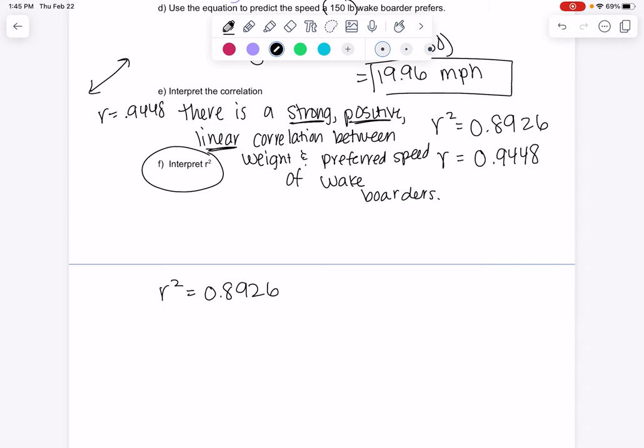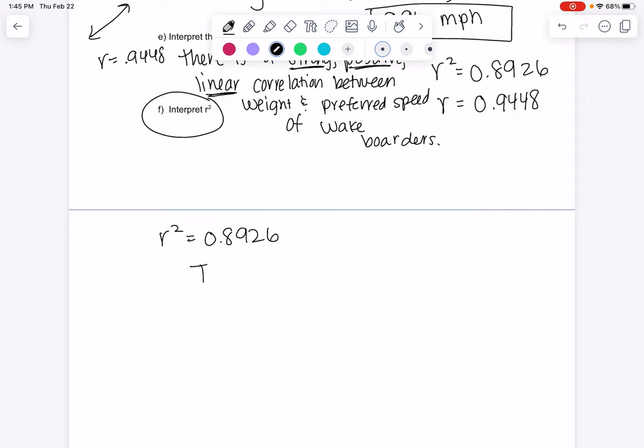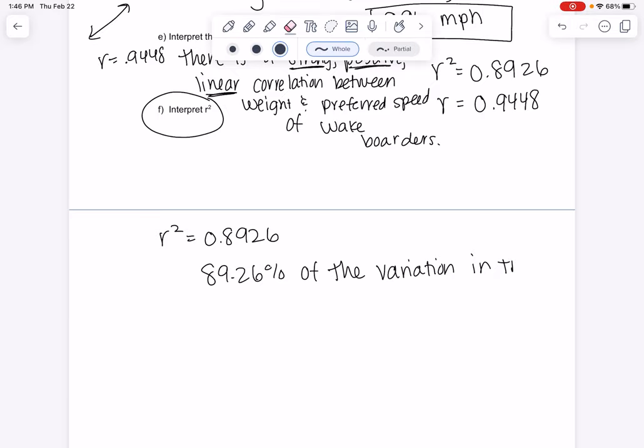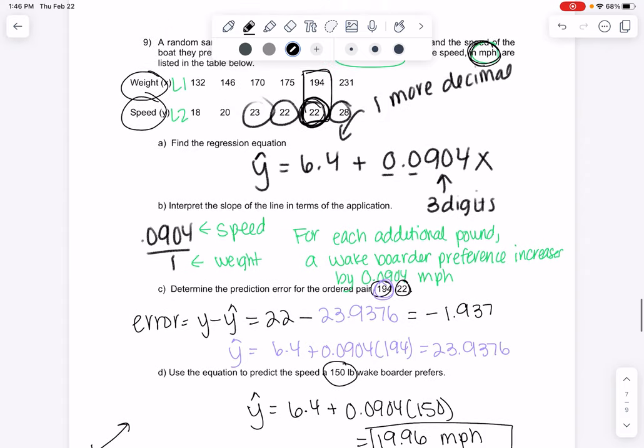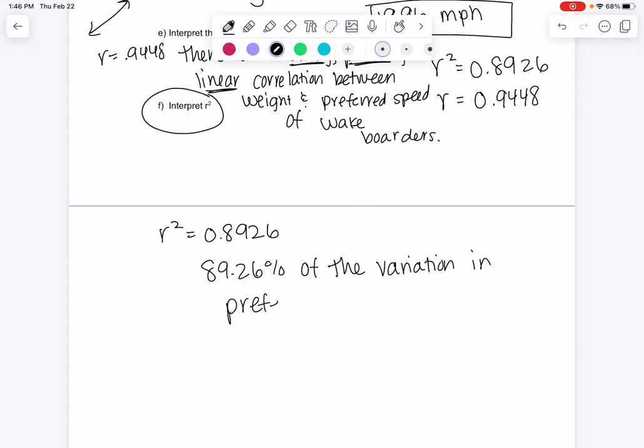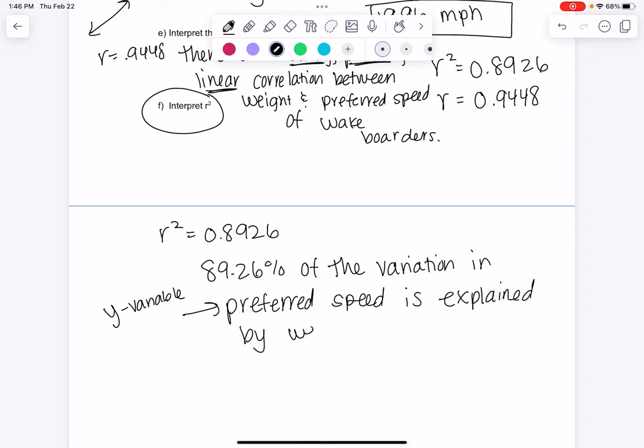So 0.8926. So r squared is like that percent of variation. So we'll say we know 89.26% of the variation in the y variable. What's our y variable? Our y variable was preferred speed. So that's my y variable. So why isn't the preferred speed the same for everyone? 89% of this is explained by the weight of a wakeboarder. Is explained by weight, or the x variable in the linear regression equation.